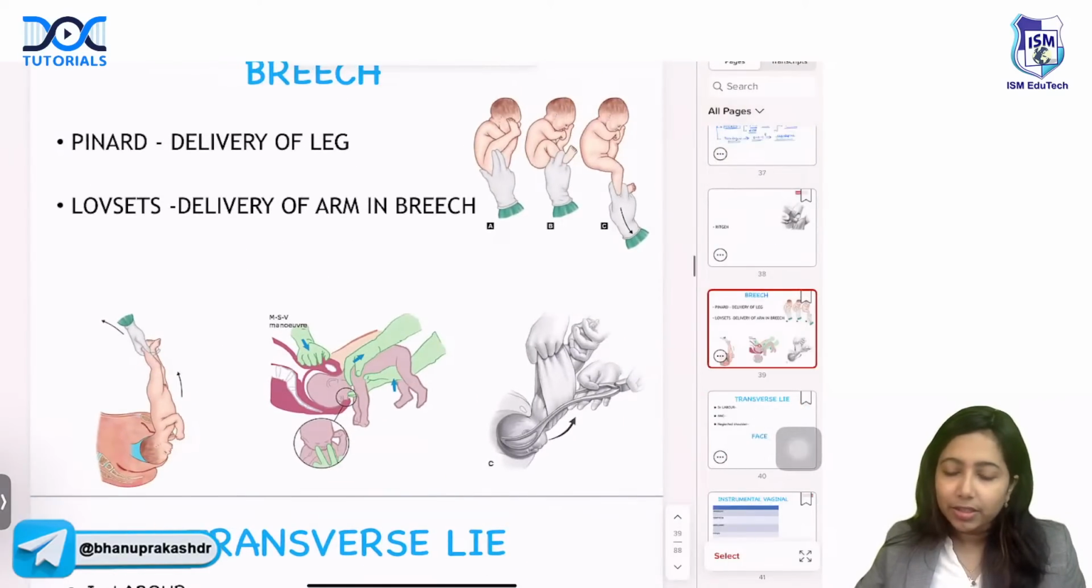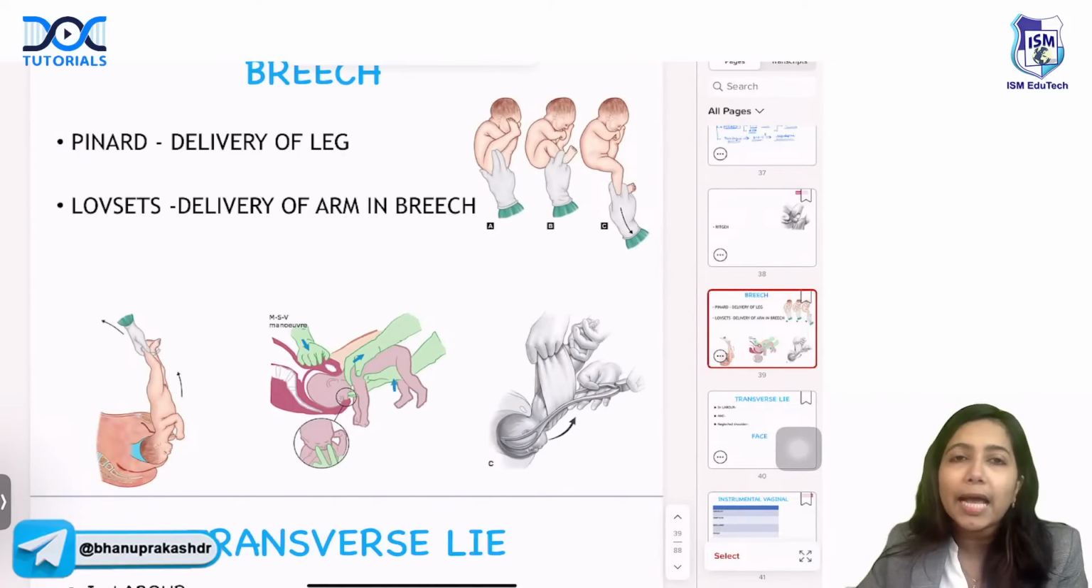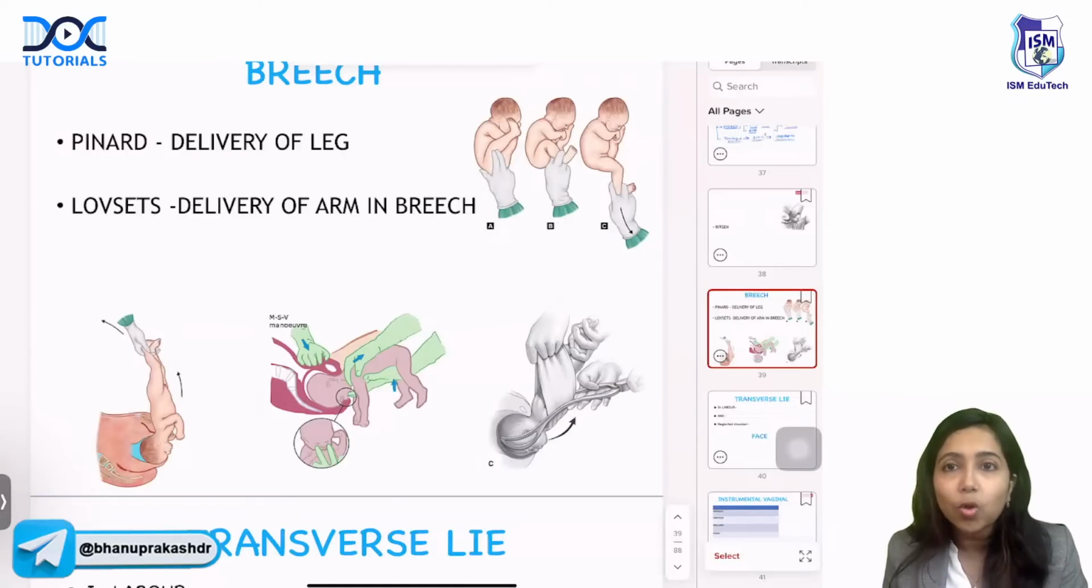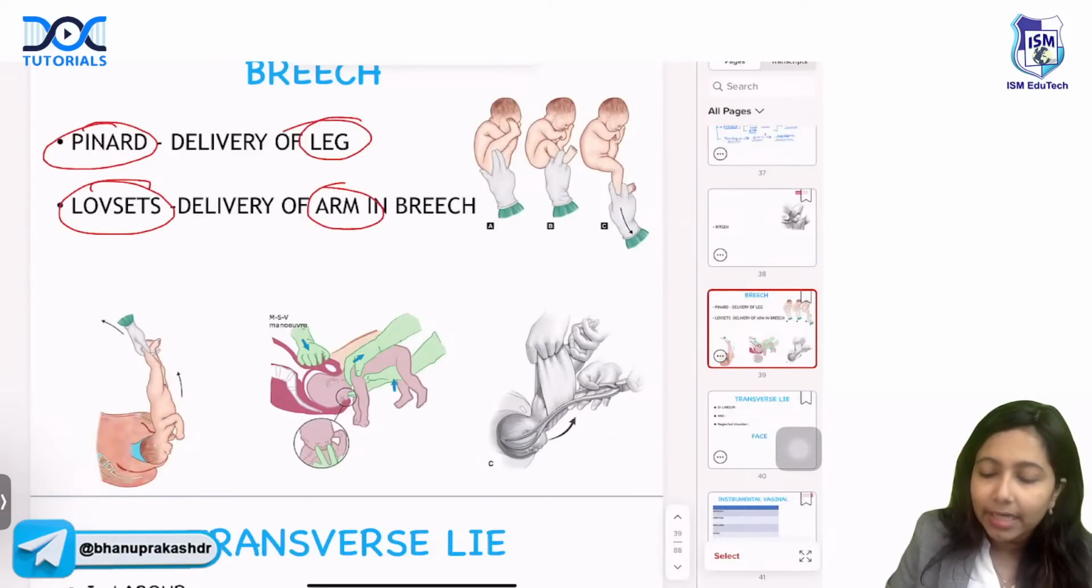Next, coming to breech presentation. In case of a breech presentation, to deliver the baby we basically go for an assisted breech vaginal delivery. In assisted breech, I'm not going to do many maneuvers. We just allow the baby to deliver spontaneously and we assist the delivery. You have to know the names of these assisting maneuvers. To deliver the leg, we do Pinard's maneuver, in which pressure is given on the popliteal fossa, P for P. Løvset's maneuver is to deliver the extended arms. So Løvset is for the arm and Pinard is for the leg of the baby.